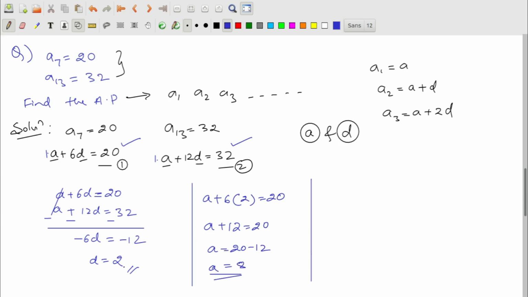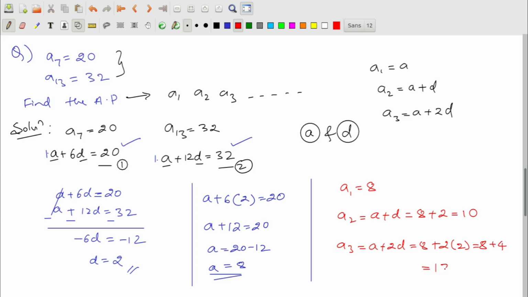So we got the common difference D and the first term. Then you can easily find the first three terms of the AP, right? So A1 will be A, that is 8, then A2 will be A plus D, that is 8 plus 2, which is equal to 10, and the third term A3 will be A plus 2D, 8 plus 2 times the common difference 2, that is 8 plus 4, which is equal to 12. So 8, 10, and then 12 is the required AP.